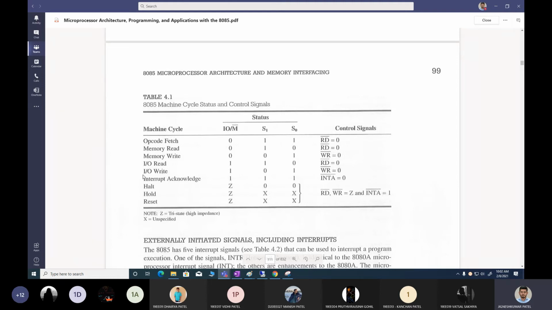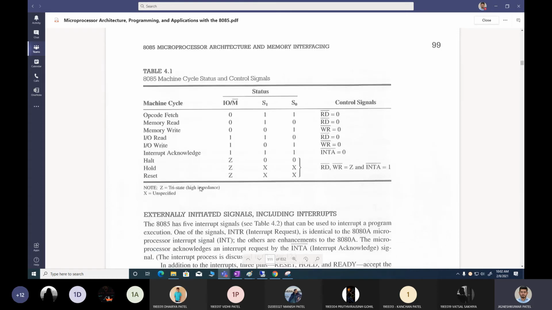I have told you that most of the time we perform the five operations: opcode fetch, memory read, memory write, input read and input write. Other than that, these operations are also possible using your 8085. Only 2 to 5% of the time it is performing these tasks, but at that time your status signal will change to something else. So first, let us understand what those signals are.